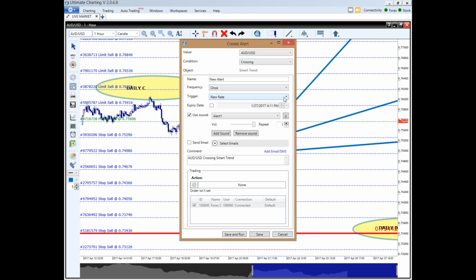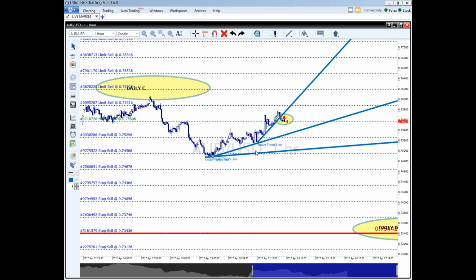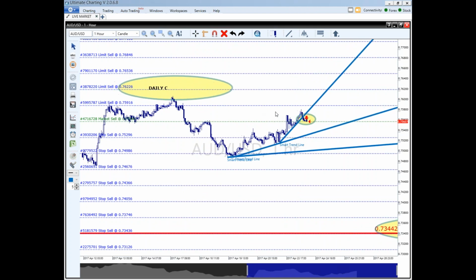And what we'll do here is, when it's crossing the trend line, we'll use an alarm. Let me change that alarm. Yep, that's good. Save and run it. So there's a clock right there. So if the market scratches or touches that trend line, I'll get an alarm and we'll know moving forward.